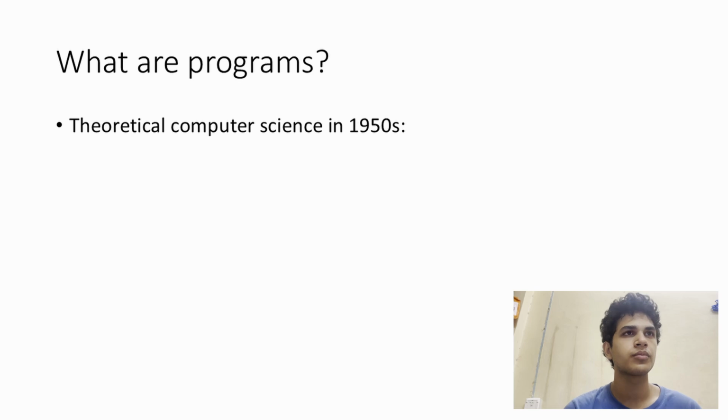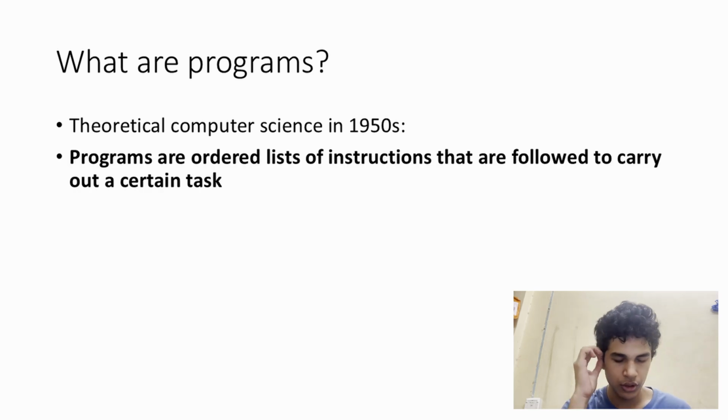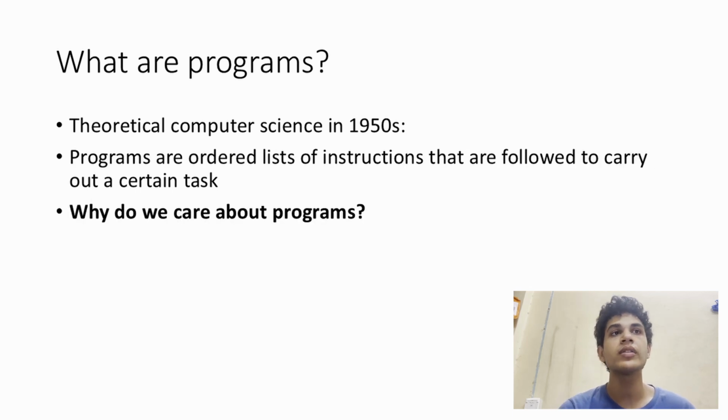Now let's take a look at CS for a second. A long while back, theoretical computer scientists, when everything wasn't necessarily implementable as well, came out with the concept of programs. And they define programs as an ordered list of tasks, an ordered list of instructions that are followed to carry out a certain specific task.